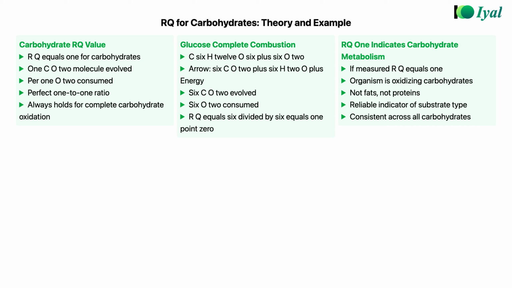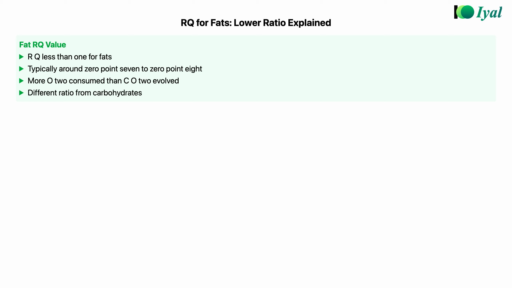Very useful information. Now fats. When fats are oxidized, what is the RQ? Less than 1, 0.7, 0.8, less than 1, not equal to 1 like carbohydrates. Why? Chemistry again. Fats have less oxygen in them compared to carbohydrates. So more oxygen is needed from outside to oxidize them. More oxygen goes in, but not proportionally more carbon dioxide comes out. Hence, RQ less than 1.